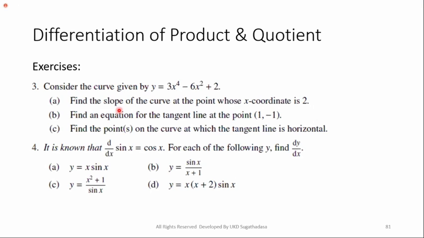The differentiation definition: dy by dx, the coefficient of differentiation. f dash x, that is the Leibniz and the Newton's notation. f dash x, rate of change, slope, dy by dx. What is that? Find the slope of the curve at the point whose coordinate is 2.